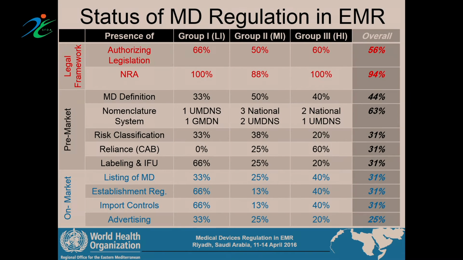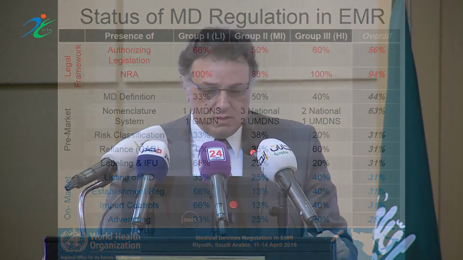As you can see, authorizing legislation is found in at least 50% in each category. So there is somehow a regulation that says this. Okay, do you have a national regulatory authority? Not necessarily doing devices only, but do you have one that looks into the safety and efficacy of medical products? Almost all of them have, in middle, high and low income countries.